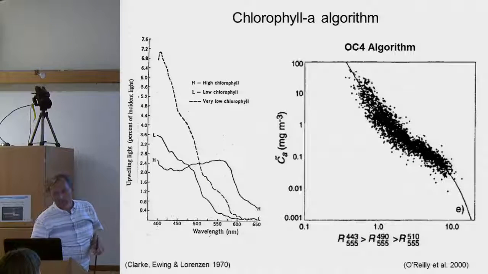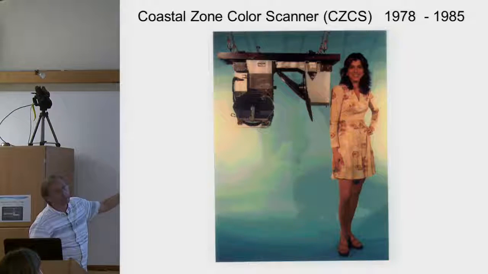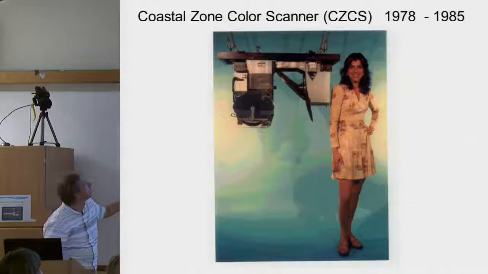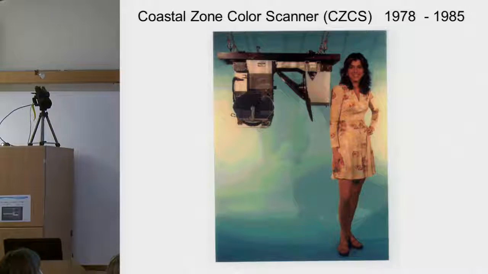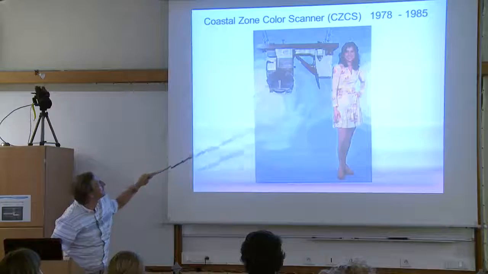So this kind of work in the 70s has had a tremendous effect on our field. And it culminated with NASA's decision to build the Coastal Zone Color Scanner and run the experiment, the satellite mission on Nimbus 7 between 78 and 85. And this is a nice picture of CZCS.